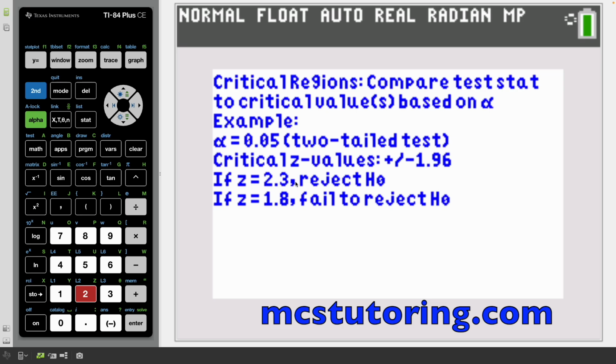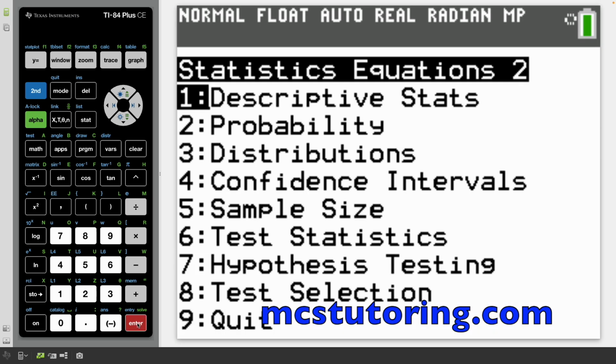So if Z is 2.3, you reject the null hypothesis. And if Z is 1.8, you fail to reject the hypothesis because it's inside the value there, I believe. So you fail to reject the hypothesis, but if it's greater than the absolute value of this, you reject it. Okay. And then we go on.